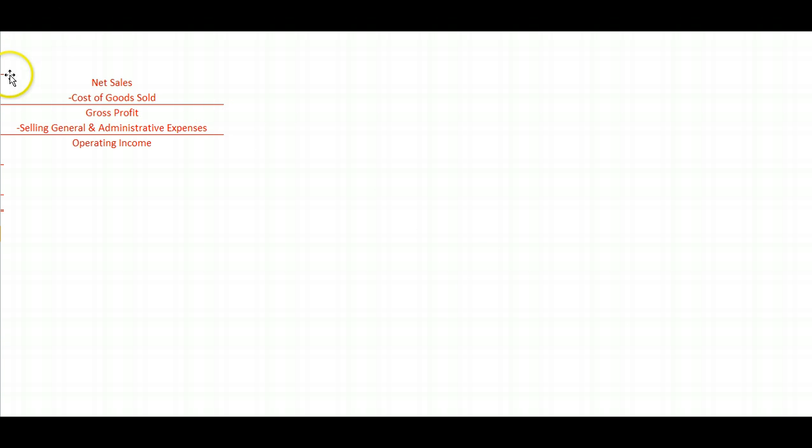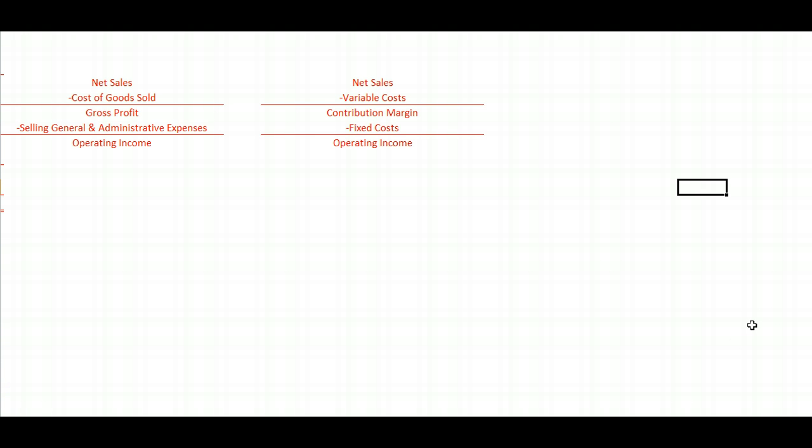So let's focus on the heart of our income statement here. Sales minus cost of goods sold gives us gross profit, minus SG&A gives us operating income. Let's break those costs down a little differently into fixed costs and variable costs. So for purposes of cost volume profit analysis, we're going to say sales minus variable costs gives us contribution margin, minus fixed costs gives us operating income. And what do we mean by fixed costs and variable costs?